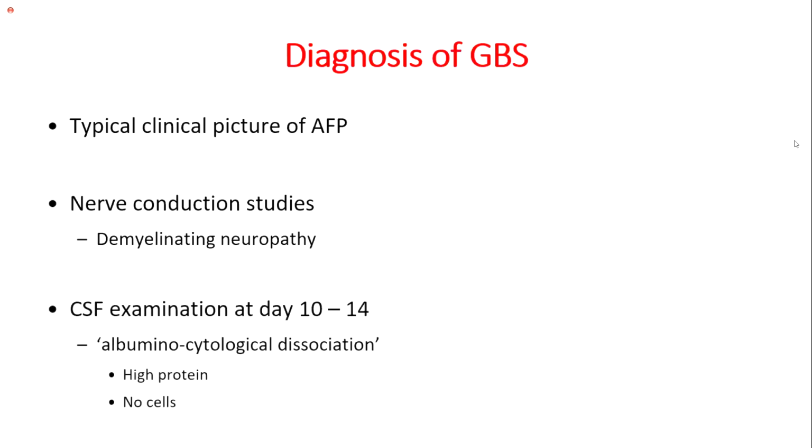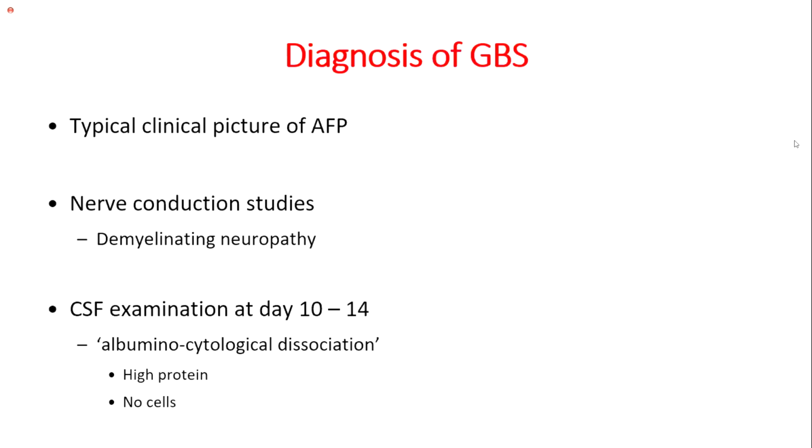Then, of course, you can do a lumbar puncture. Now, when you do a lumbar puncture, on the CSF, you get a typical CSF. What is this typical CSF? It's called albuminocytological dissociation. What it means in simple words is there is a high protein but no cells. High protein, no cells in the CSF.